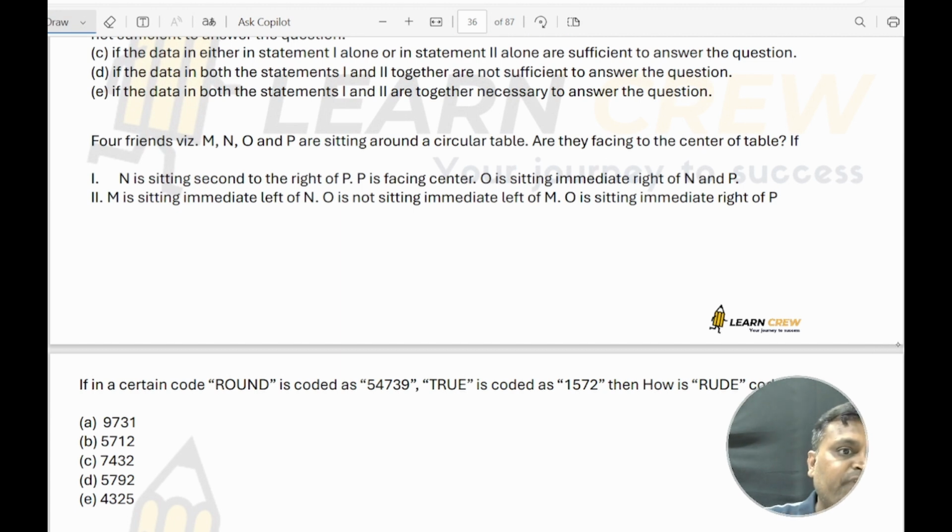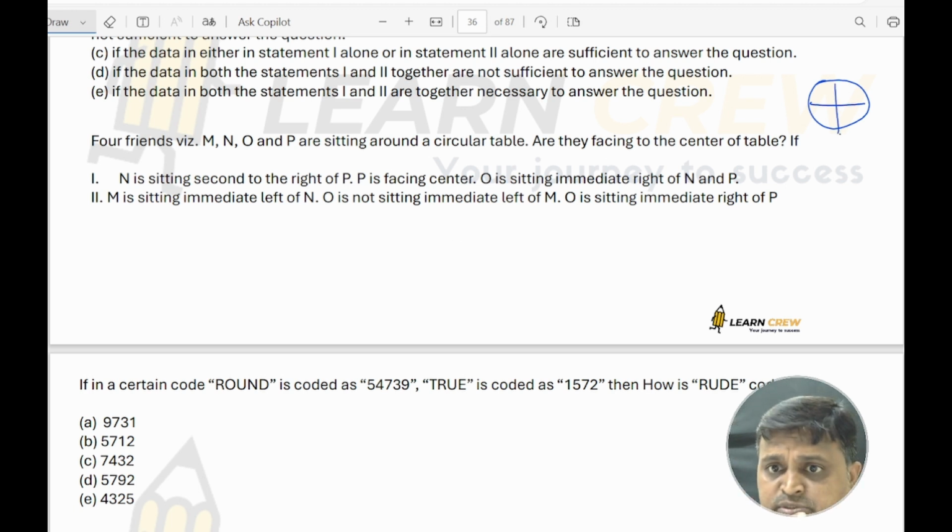Now next, 5 friends M, N, O, P are sitting around a circular table. Are they facing the center of the table? If N is second to the right of P, it is given that M, O, P, 4-person circular table.